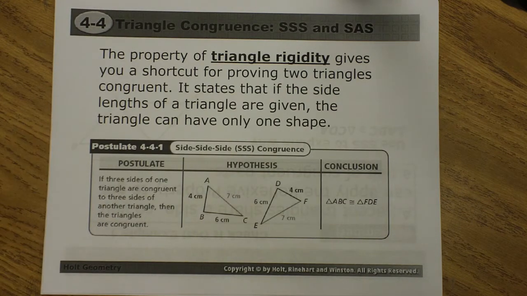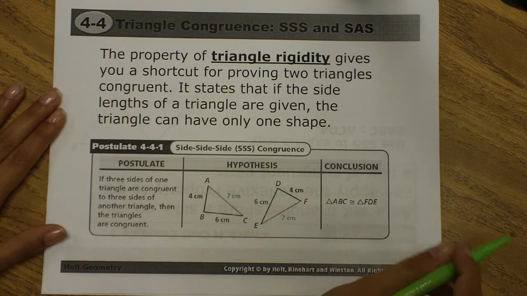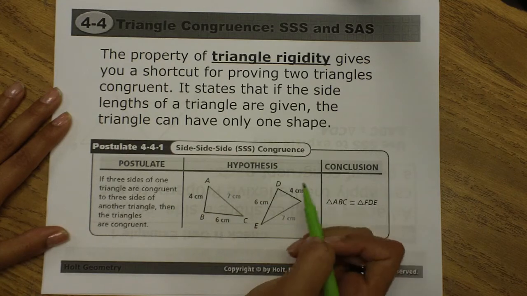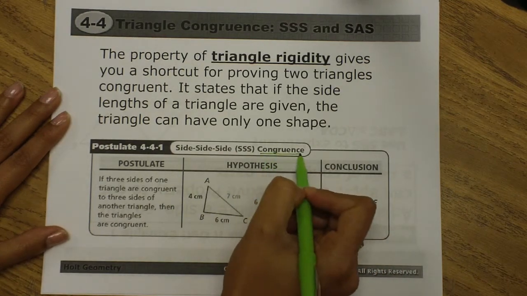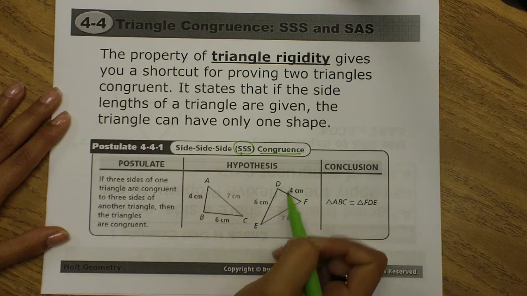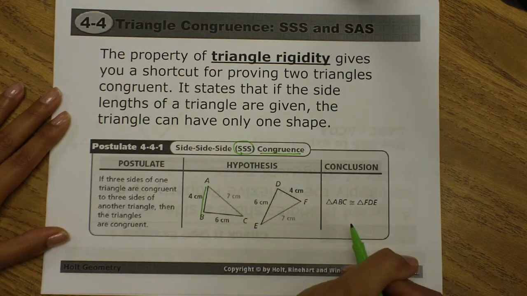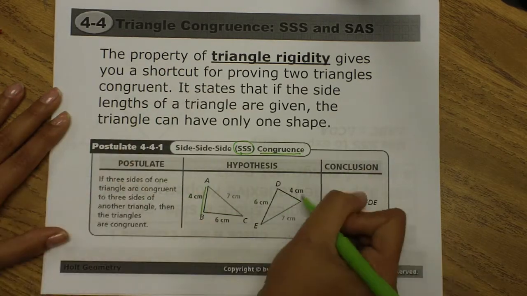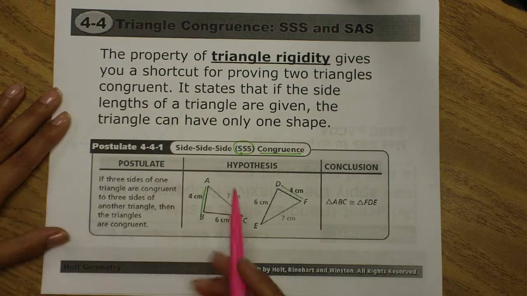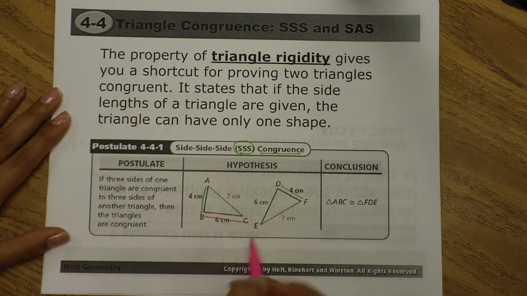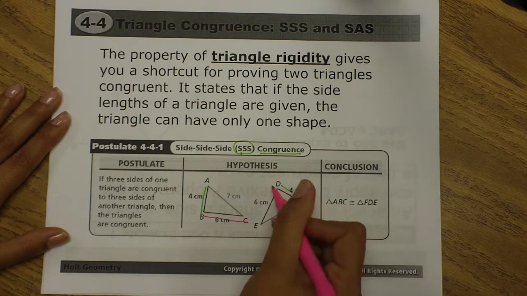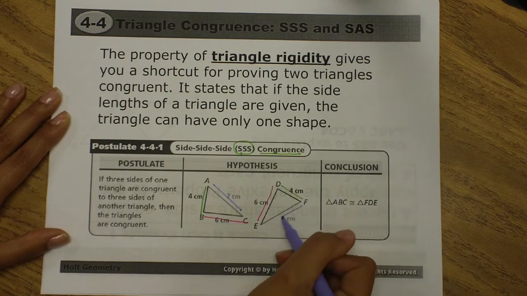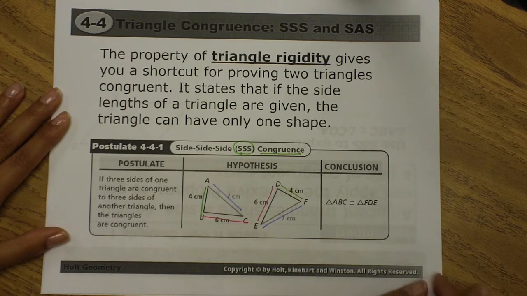The property of triangle rigidity gives you a shortcut for proving two triangles congruent. And this is your first postulate. One of the ways that you can prove two triangles are congruent is by proving all three of the sides are congruent. So if AB is congruent to FD, and BC is congruent to DE, and AC is congruent to FE, then I know that the triangles are congruent to each other.